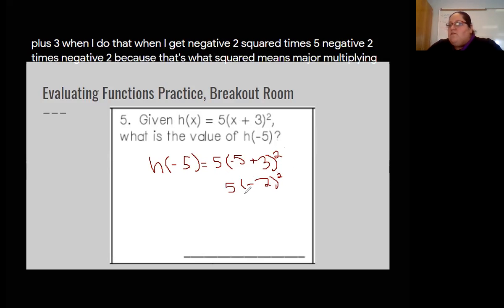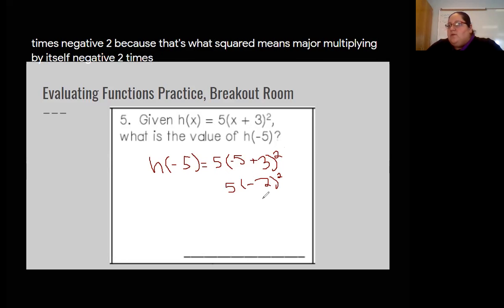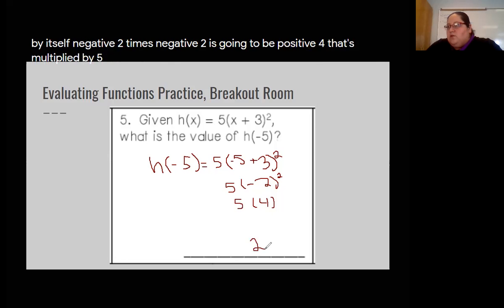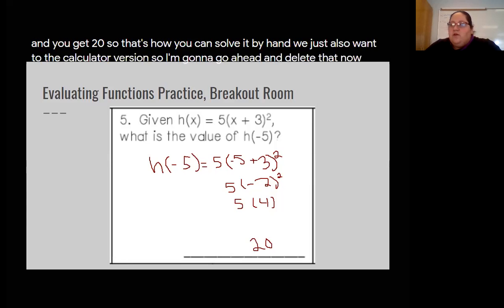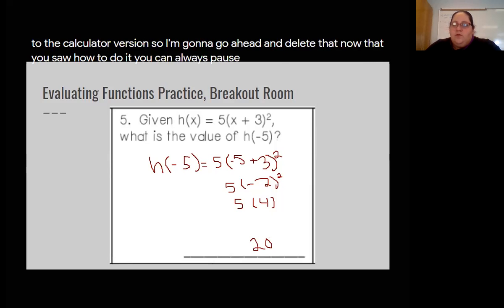-2 times -2, because that's what squared means. It means you're multiplying by itself. -2 times -2 is going to be a +4. That's multiplied by 5, and you get 20. So that's how you could solve it by hand. We just also went over the calculator version, so I'm going to go ahead and delete that now that you saw how to do it. You can always pause it if you want to write that down.